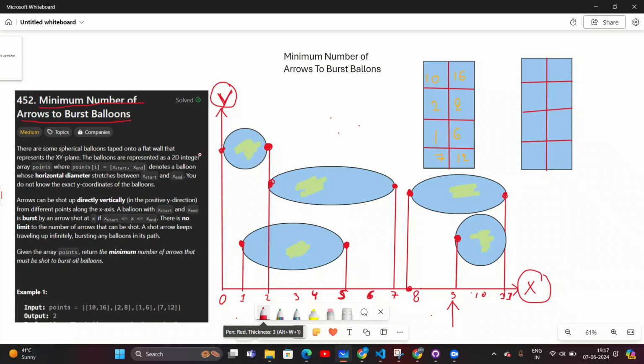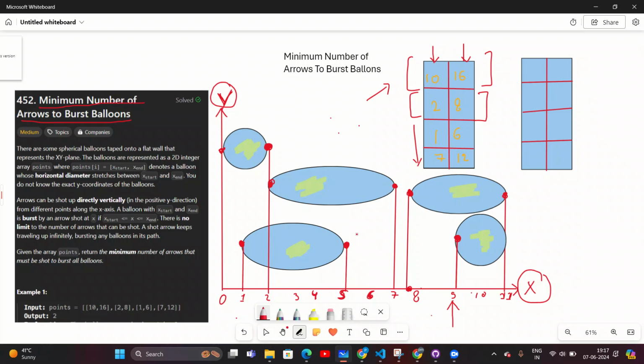The balloons are represented as a 2D integer array points, where points at i consists of x start and x end, which denotes the balloon's horizontal diameter. So each of these balloons is represented in this form. Suppose the first balloon is there, so its starting coordinate is 10 and the ending coordinate is 16. The second balloon is this one, with starting and ending coordinates 2 and 8. Similarly, this thing goes on.